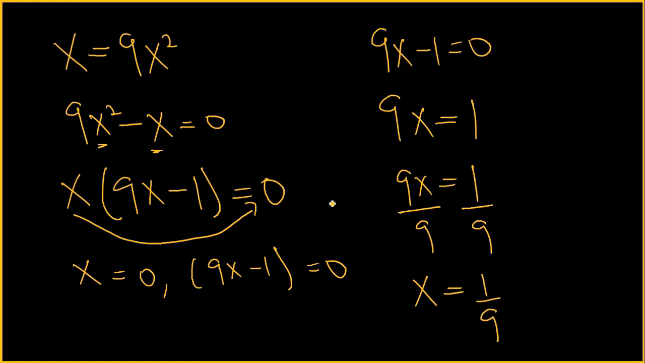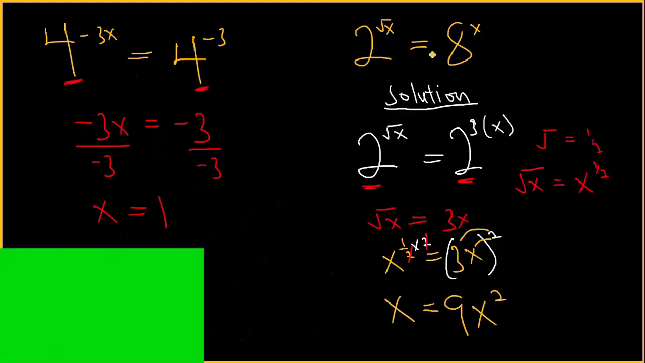So these are the two x values. So therefore, x is equal to 0 or 1 on 9. So x is equal to 0 or 1 on 9. So these are the two x values from this equation.